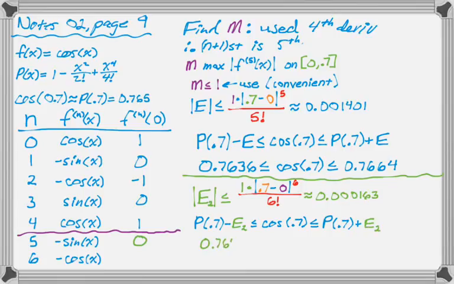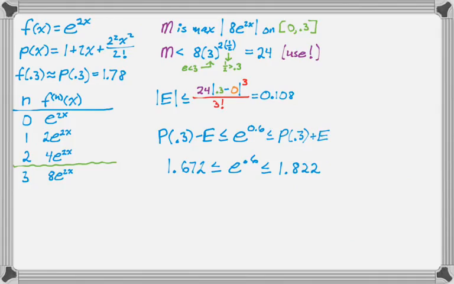So using a calculator, I got this. This is actually a very accurate estimate of the cosine of 0.7. So that's one example. What I'm going to do now is bounce to everything that I did for the next problem on the page.